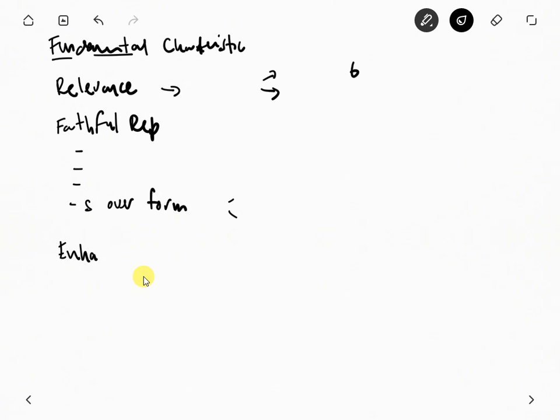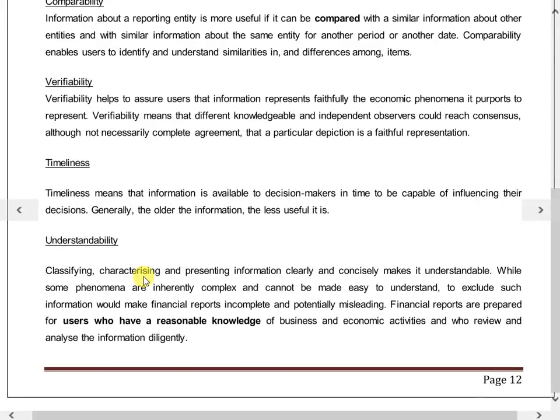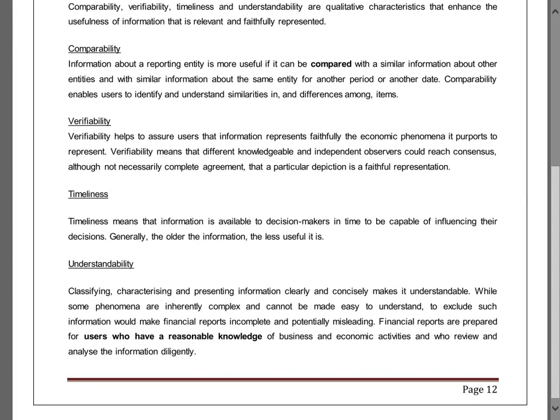Next one will be enhancing qualitative characteristic. V cut. Yeah, V C U T. How to memorize? Do you have the V? Cut. V cut. So V is verifiability. Cut is C, comparability, understandability, and timeliness. Meaning, if you have these characteristics, even better. It will enhance further the quality of the financial statement. Okay, now enhancing qualitative. Enhance further if you have these characteristics.